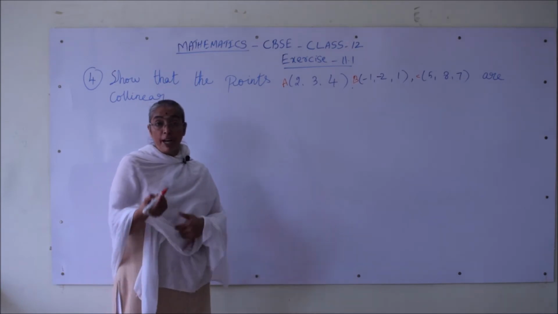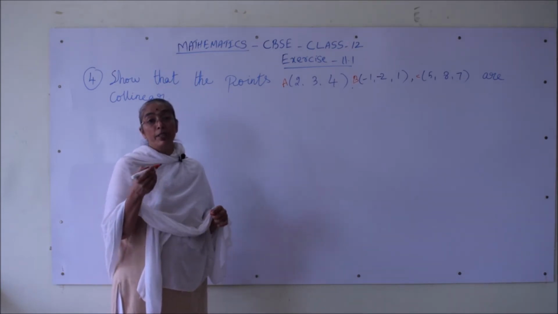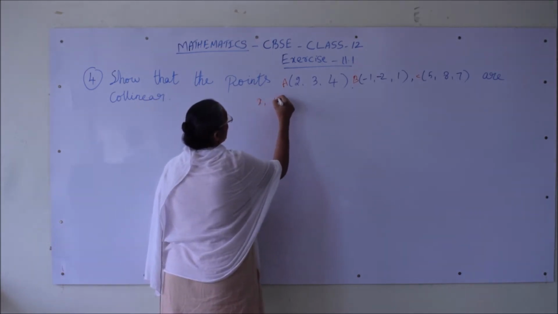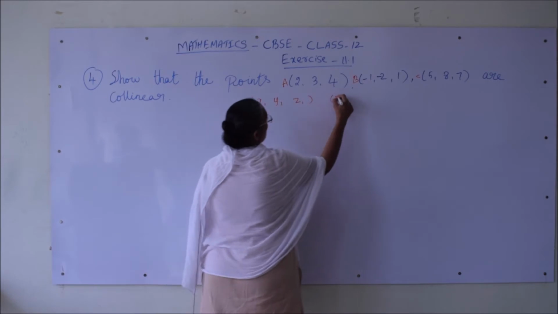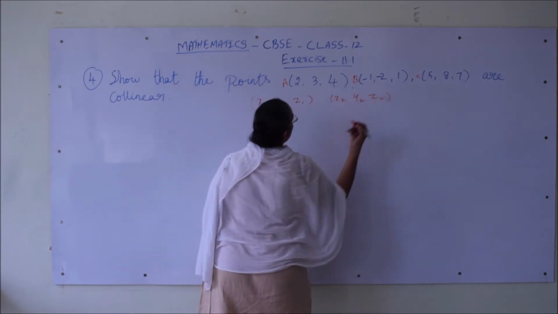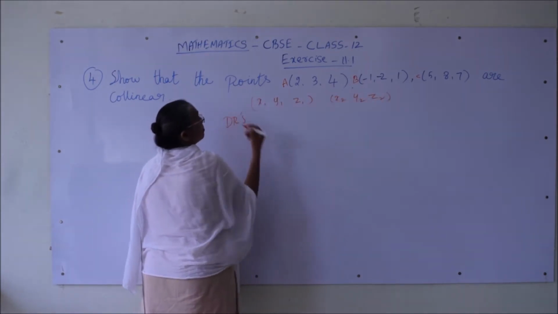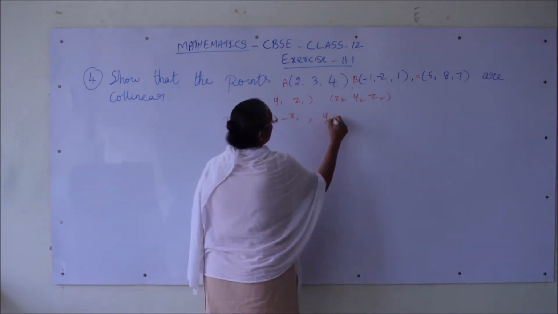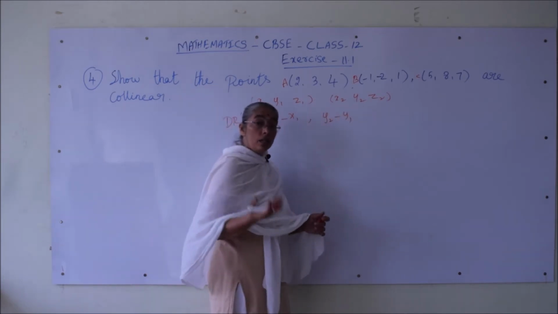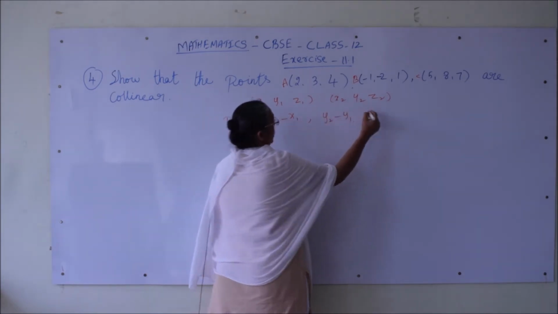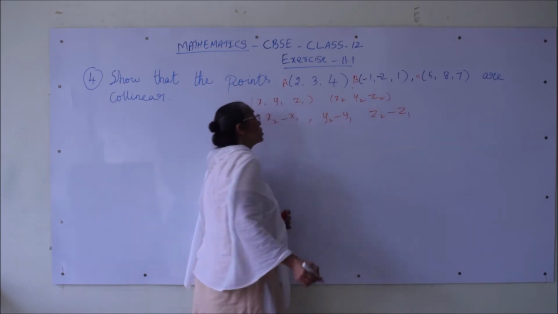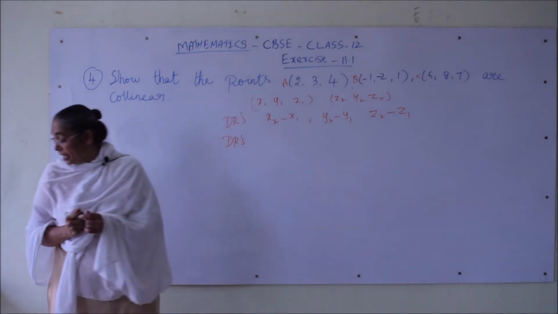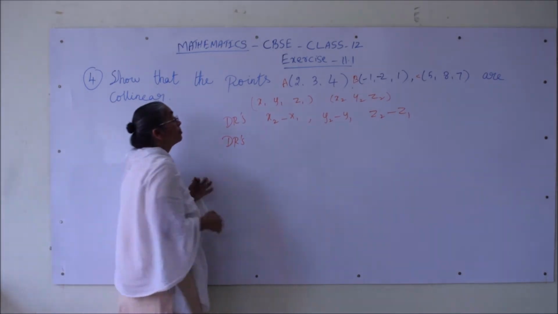Now, the formula for finding the DRs of a line segment, if the two points on the line segment are given as (x1, y1, z1) and (x2, y2, z2): the DRs of the line are given as x2 minus x1, y2 minus y1, z2 minus z1. We can write it both ways, either x2 minus x1 or x1 minus x2. So, using this formula, let us first find the DRs of AB.